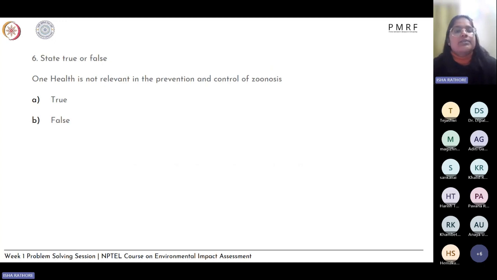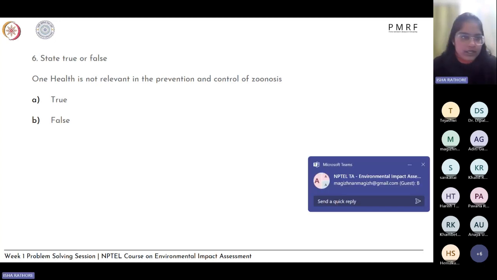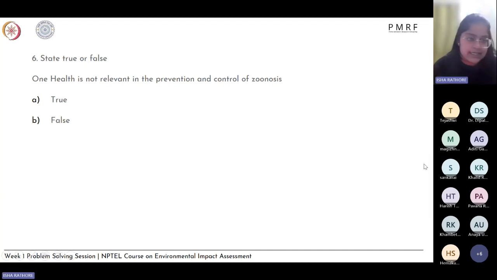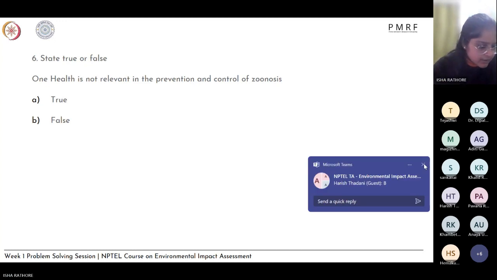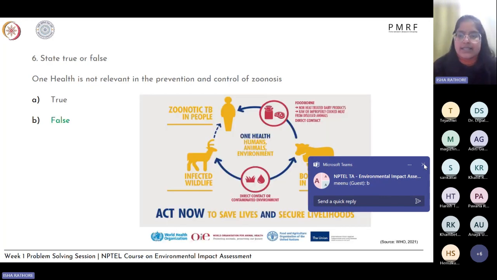One Health is not relevant in the prevention and control of zoonosis. Is this true or false? Okay, so it's false. Somebody says B, false. Okay, one option we have so far. Another B, okay. Okay, a lot of B's. So B is the correct answer.